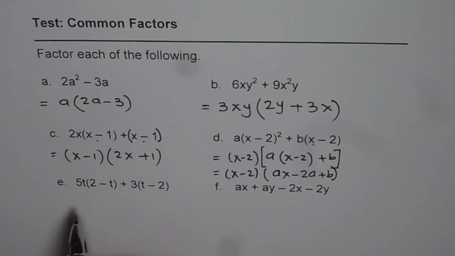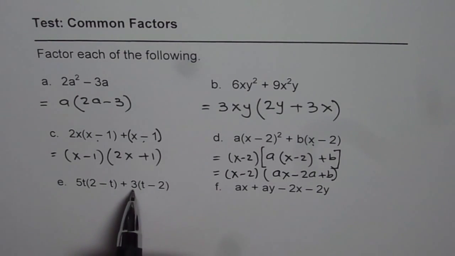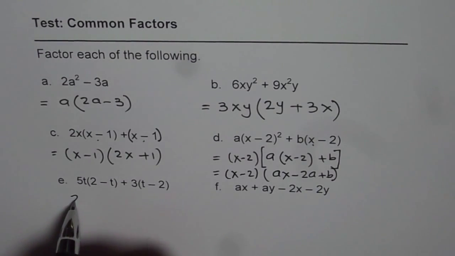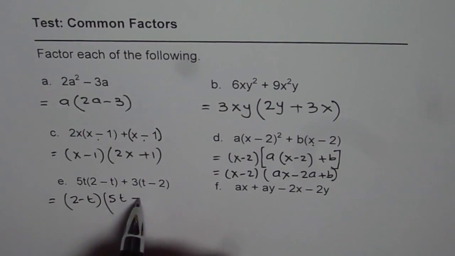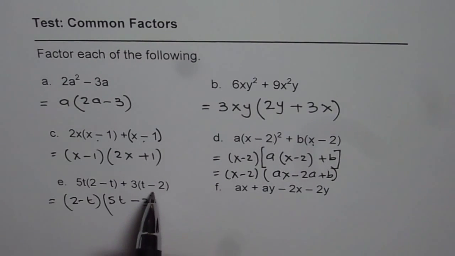In case of E, we have 2 minus t and t minus 2. Well, t minus 2 can be written as 2 minus t with a negative sign, correct? So we can take 2 minus t as a common factor. We get 5t from the first term, and here minus 3. So that's kind of tricky. You can watch some videos which are based on this concept. They're going to help you to understand the concept.